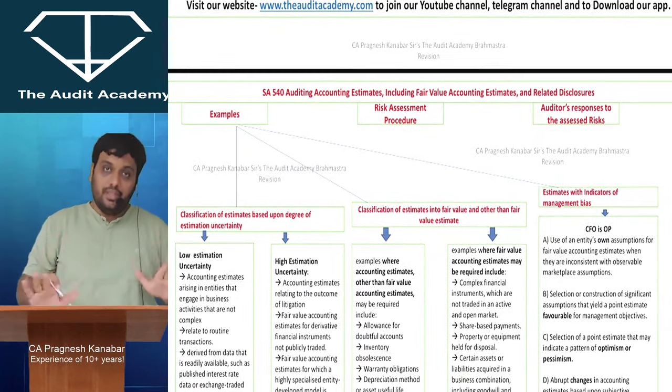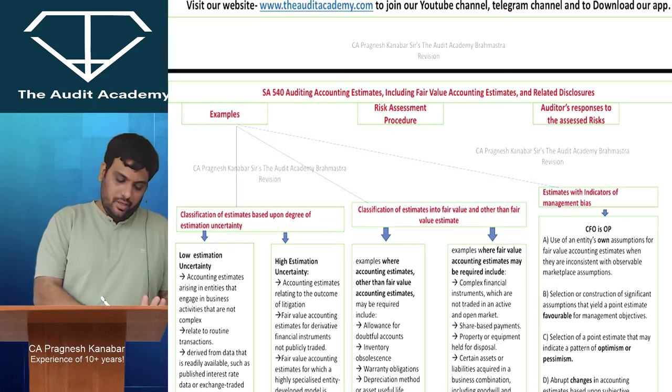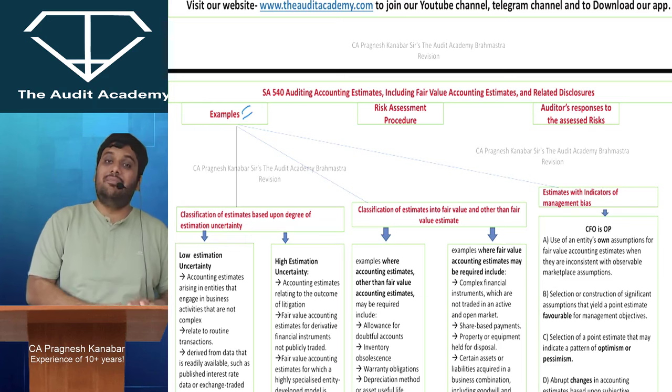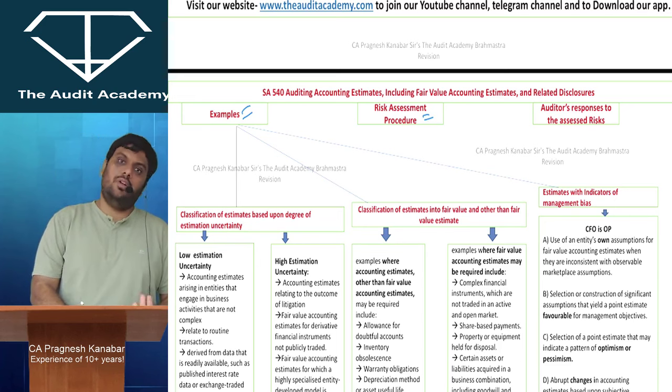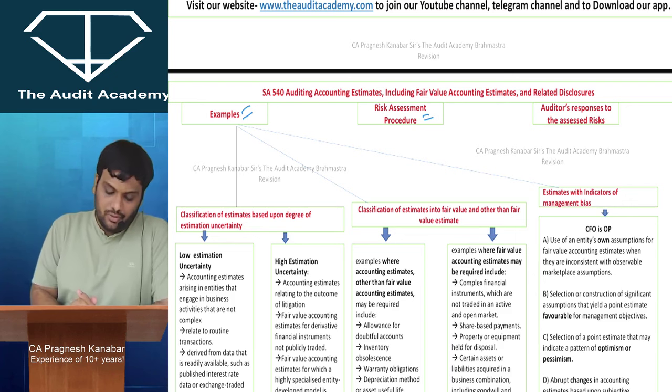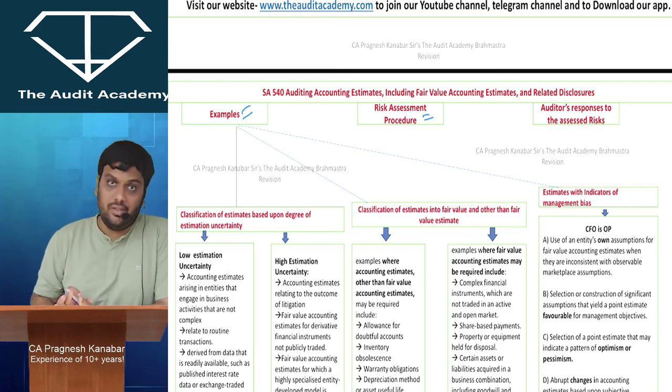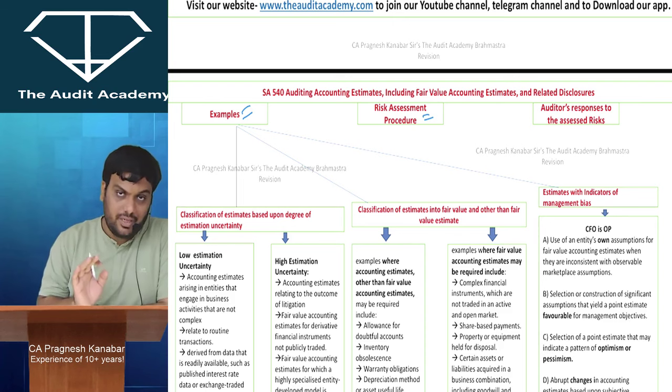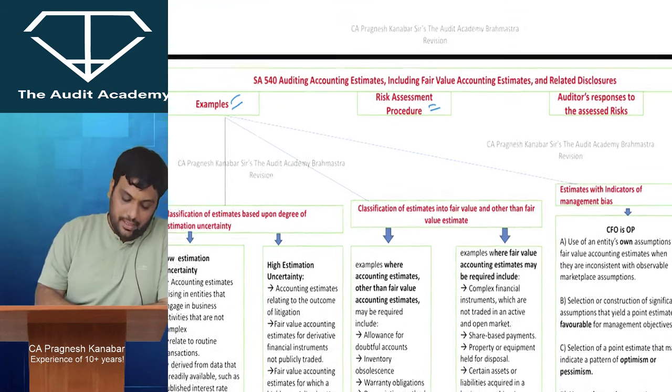There are only three possible categories of questions. One is, they have given lots of examples, so we need to understand those examples. Then one category of question is risk assessment procedure. Second category of question is auditor's responses to the assessed risk. Now be very careful and attentive for the next few minutes.